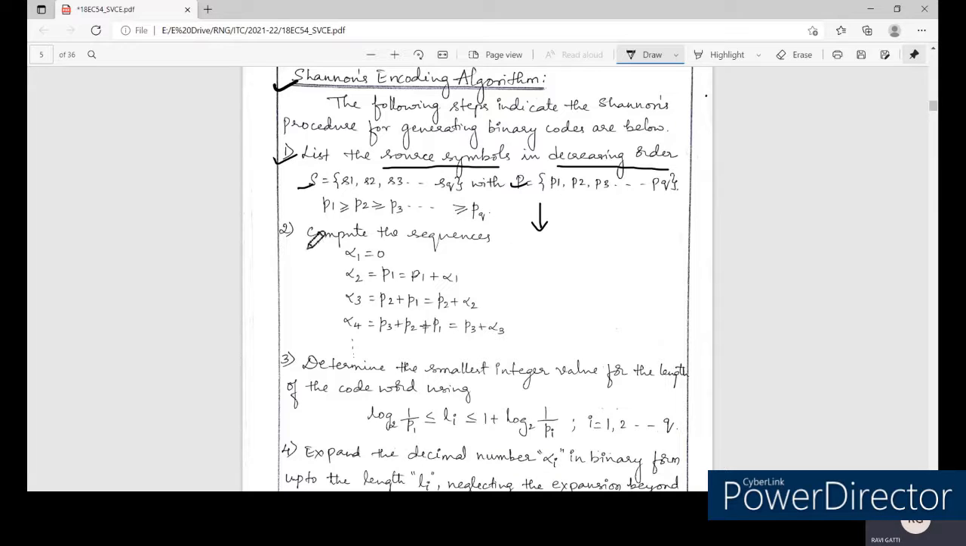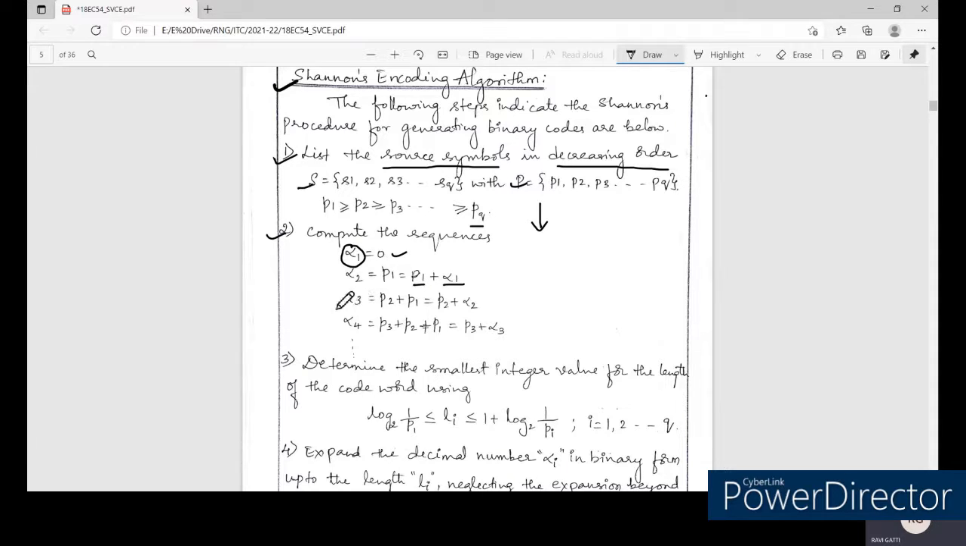After doing that, the second step is to compute an important parameter, which we call alpha. The number of alpha parameters depends upon how many source symbols you have, so you need to calculate alpha for q source symbols. The first alpha value we assume to be 0. The second one is P1 plus alpha 1. Since alpha 1 is 0, alpha 2 will be P1 only.